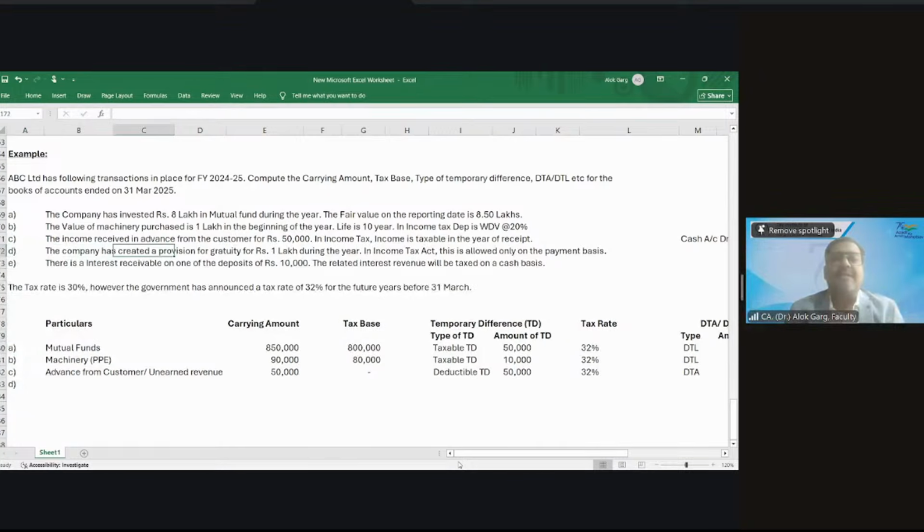The company has created a provision for gratuity. Now you guys need to help me quickly. I'm getting bored. Provision for gratuity.